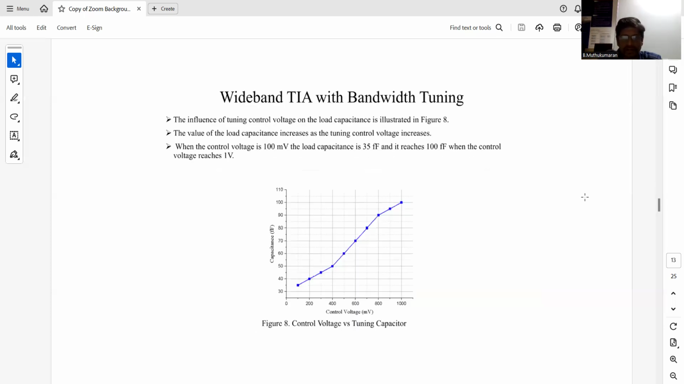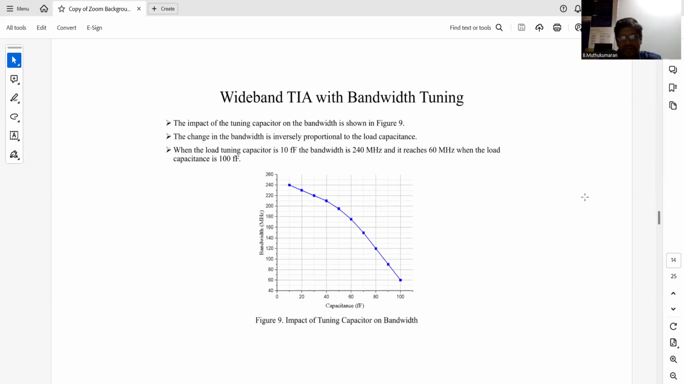And this one is the control voltage versus tuning capacitor. So we have increased the control voltage from 0 to 1000 millivolt, and the capacitance varies from 20 femtofarad to a maximum of 100 femtofarad. The influence of the tuning control voltage on the load capacitance is illustrated in figure number 8. The value of load capacitance increases as the tuning control voltage increases. When the control voltage is about 100 millivolt, the load capacitance is 35 femtofarad, and it reaches 100 femtofarad when the control voltage is 1 volt.